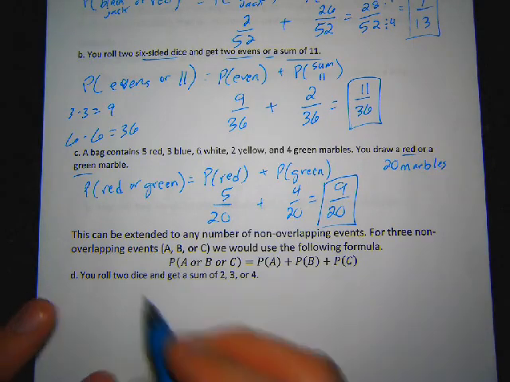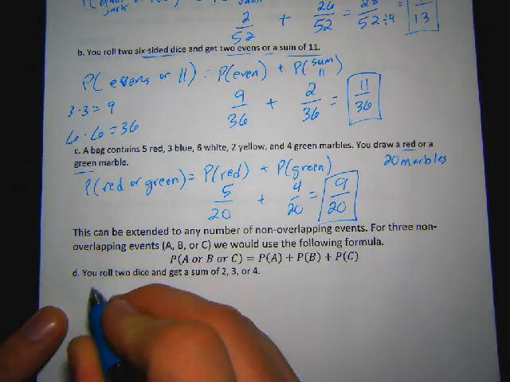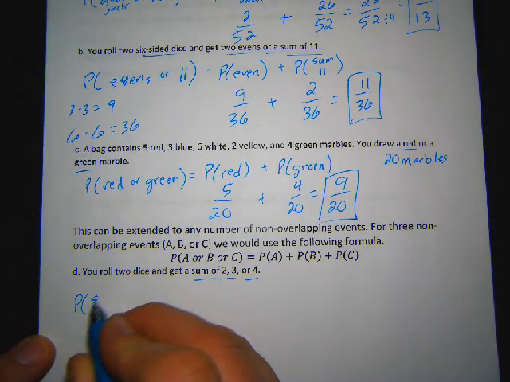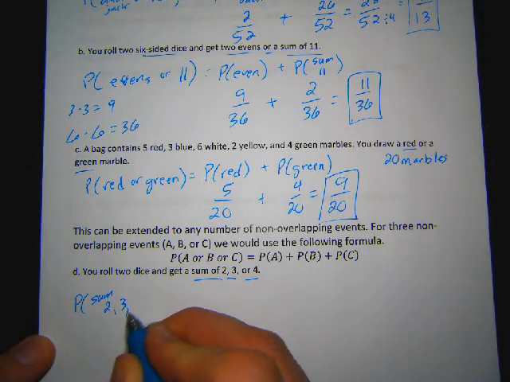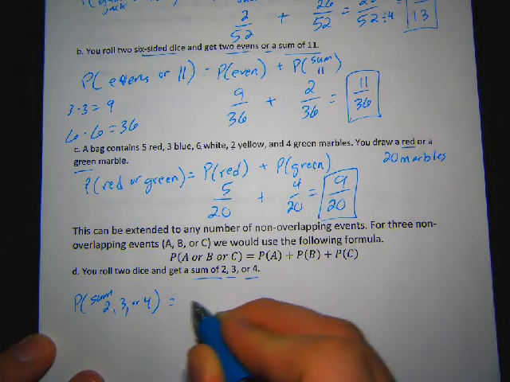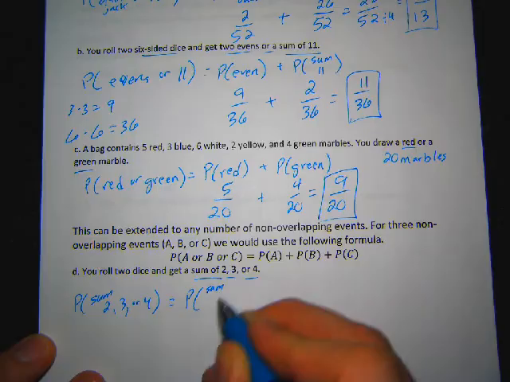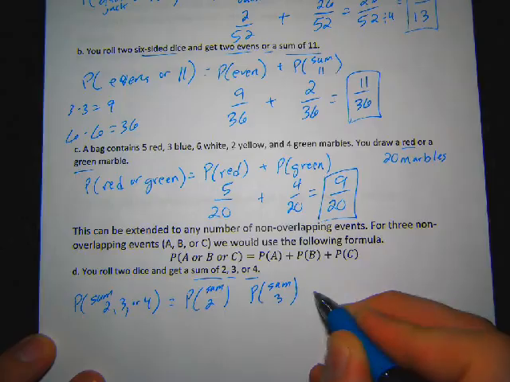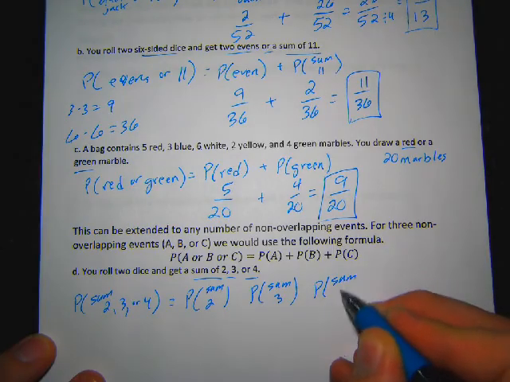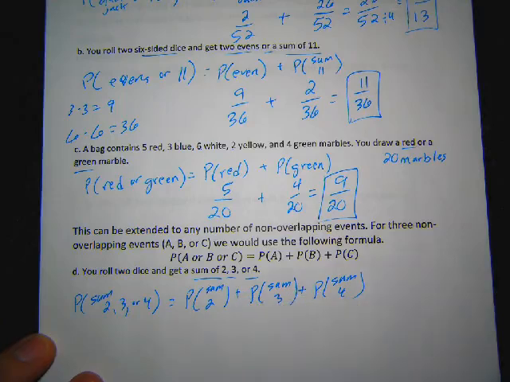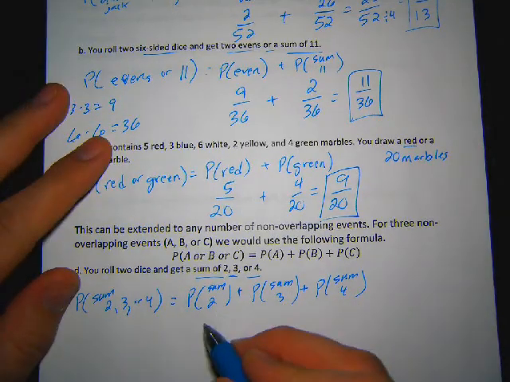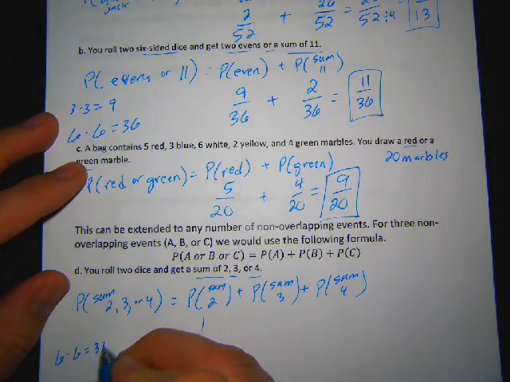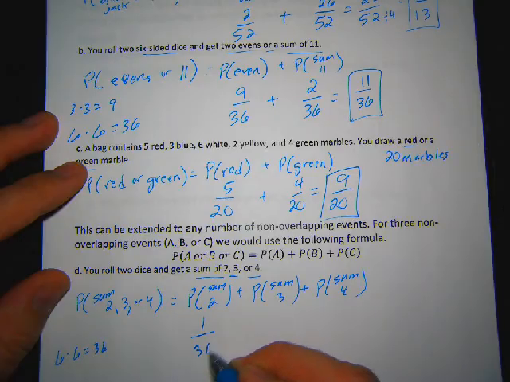So say you want to roll 2 dice, we're going to say 6-sided dice. We want a sum of 2, sum of 3, or sum of 4. So find the probability of sum of 2, 3, or 4. So we're going to find the probability of getting a sum of 2, probability of getting a sum of 3, and the probability of getting a sum of 4. We're just going to add those together. For the 2, there's only one option, because that's 1 and 1. That's the only way to do it. Because we're rolling 2 dice, again, 6 times 6 tells me there are 36 possible combinations when you roll 2 dice. So 36 is the bottom number.